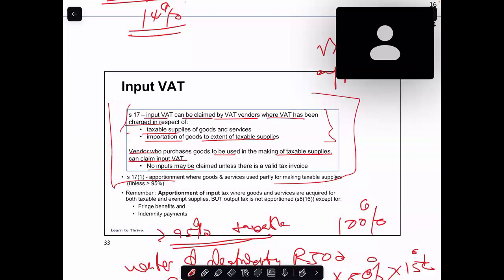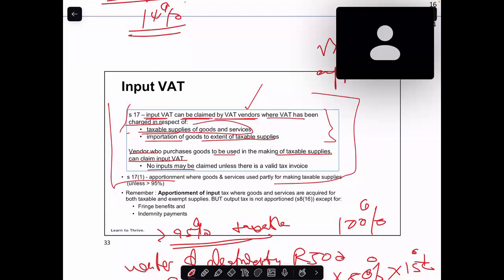Right, they're saying VAT input can be claimed by a VAT vendor. First point is that our entity is a VAT vendor, where they told us that it is a registered VAT vendor. So the transaction was made by a registered VAT vendor in respect of making taxable supplies, right? Remember, the insurance is towards what? We are insuring our stock and our assets. So it was charged in respect of what? Taxable supply of goods and services.